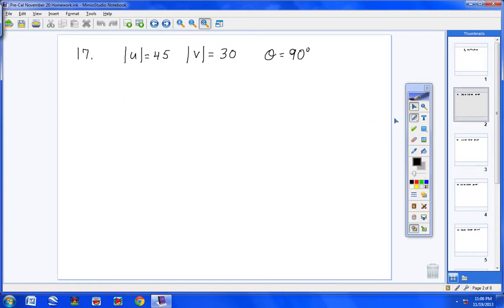Okay, number 17 says, if I have vector u and vector v meeting with the angle that forms between them of 90 degrees. So here's vector u, a little longer than vector v. So here's vector u, here's vector v, and 90 degrees between them. Now they want us to find the resultant, or in other words, this line right here that comes out.